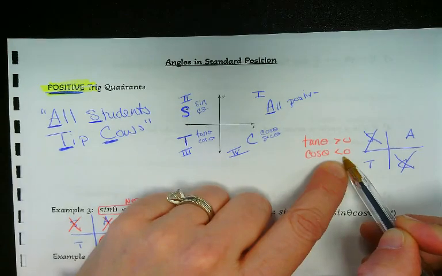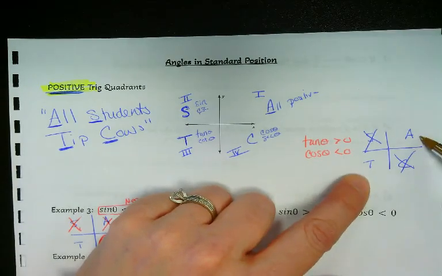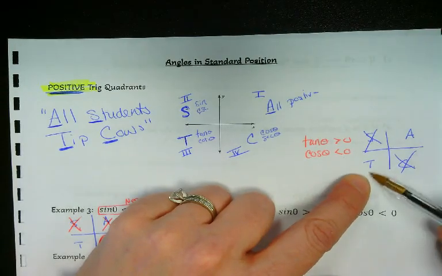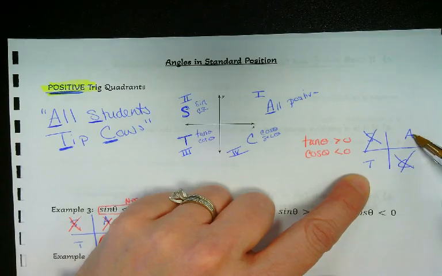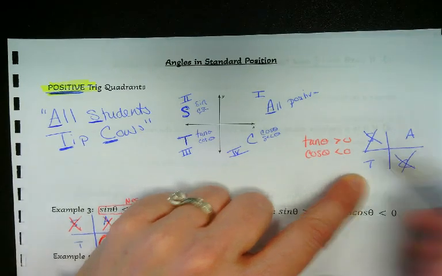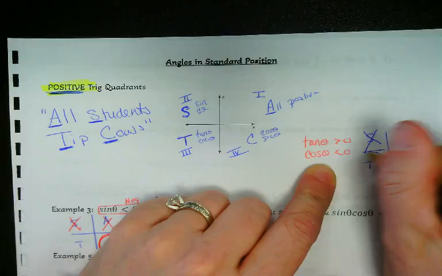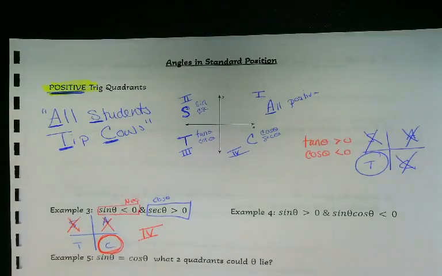It's negative. So out of the two that are left, where do I have to be? Why tangent? Why not All? They're all positive, and clearly cosine is negative. So I've got to be in tangent's quadrant.